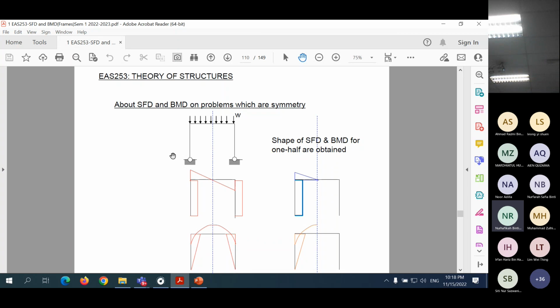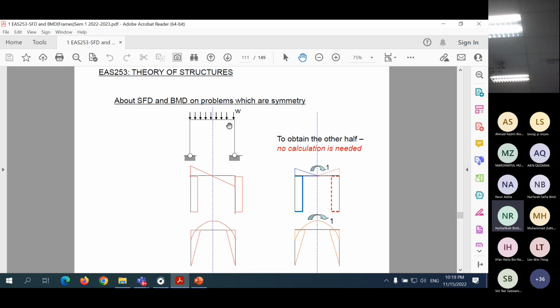So you just need to take half of this, determine the shear force diagram for this part, the bending moment diagram for this part, and also the axial force diagram later on. Then you can complete the other side. Okay. For the bending moment diagram, if you know this shape, the other shape is completely symmetry, just flip it over here so you get the complete shape. And whatever is positive here, you also get positive.